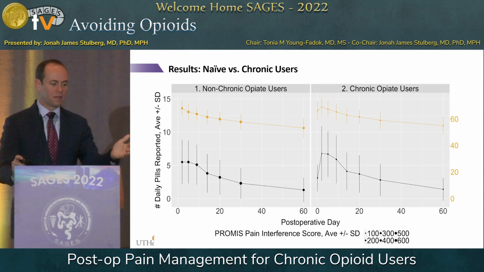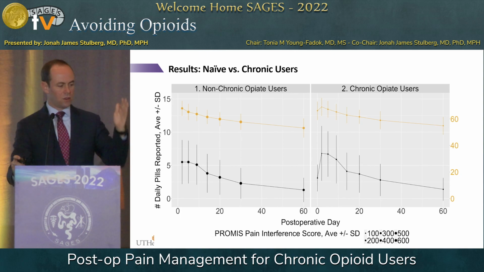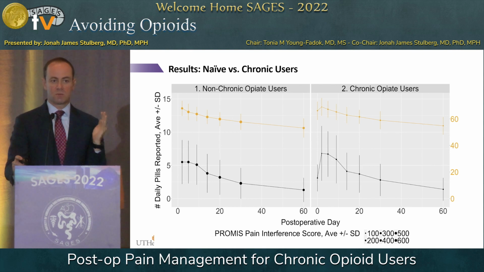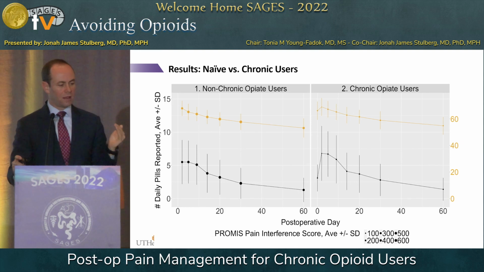So this is our data, and you can see there are two y-axes. One is number of pills used, that's the black line, and the yellow line is PROMIS pain interference scores. And you can see they are very well mimicked. So most of the pain, as has been shown many times over, happens in the first 48 to 72 hours. There's that peak, and then there's a runoff. And the peak is a little bit higher in chronic opioid users, taking more like 7 pills on average rather than 5.